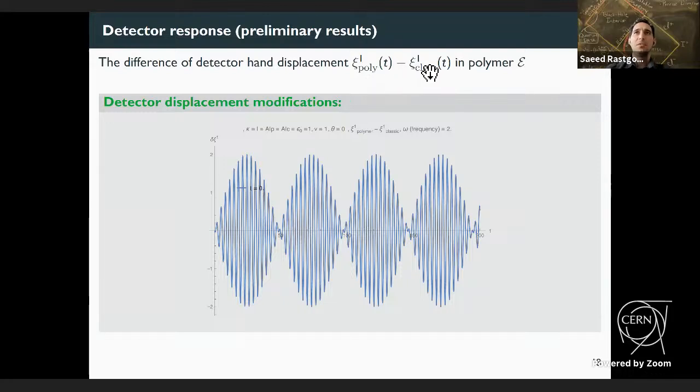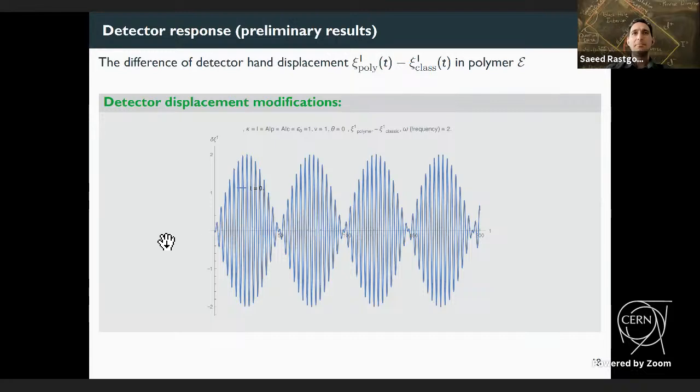And this chi can obviously be computed using the classical solutions, which are well known. You see all those graphs of LIGO and other observatories that show you the oscillations. That is the classical version. And using our method, you can also compute the polymer version, or the effective version. So again, this is preliminary work, and we have to take it with a grain of salt. But anyway, if we plot the difference of these displacements of the hand of the detector, we get this sort of plot, which is a modulation. We took some simple values for k, for initial values and frequency, and so on.